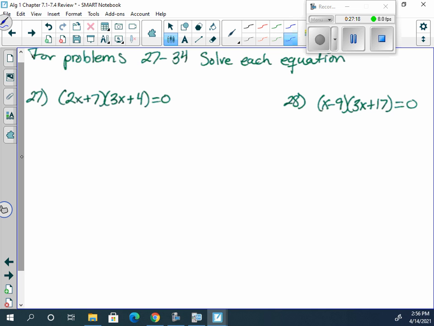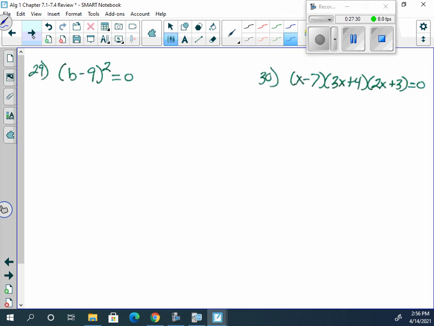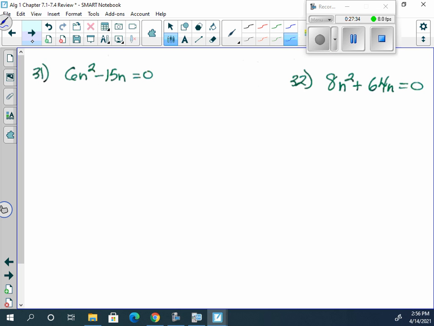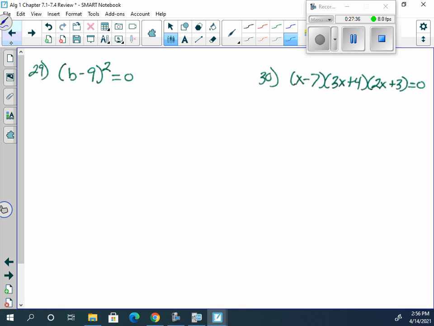And I think these here were some of the ones that y'all liked the most. Can you do number 29? 29 and 31. Yes. So 29 and 31, yes.